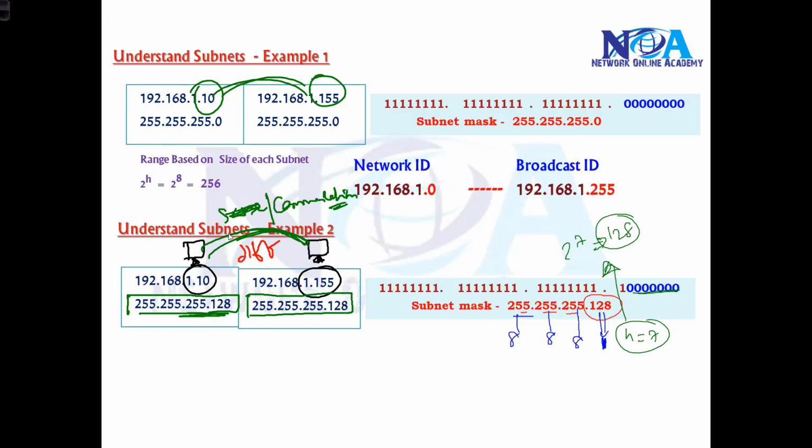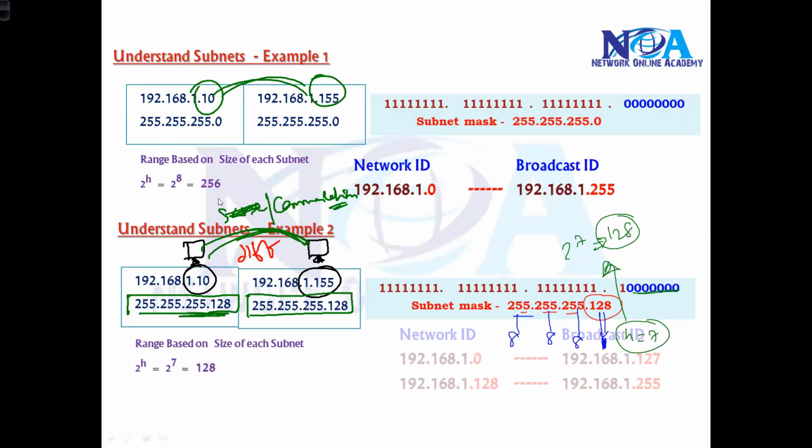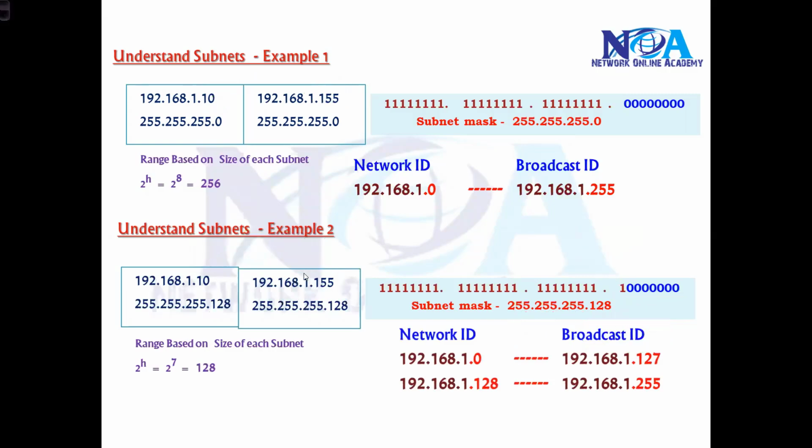So as per the 128 size, now what is the range? If you remember, we discussed the range in the previous example. The range 0 to 127 is one network, whereas 128 to 255 is another network. Which means according to this subnet mask, 192.168.1.10 comes in this range, and the network ID of this address is 1.0, and the broadcast ID of this address is 127.